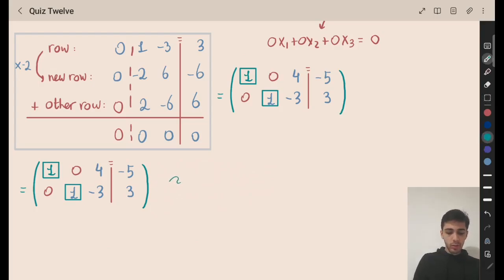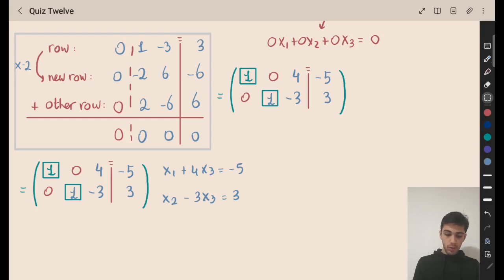First off, let's write down these equations. So the first equation is saying that x1 plus 4x3 is equal to minus 5. The second one is saying x2 plus minus 3x3 is equal to 3. And now we only have two equations, so we can only solve for two variables. You could say this is an under constraint system.